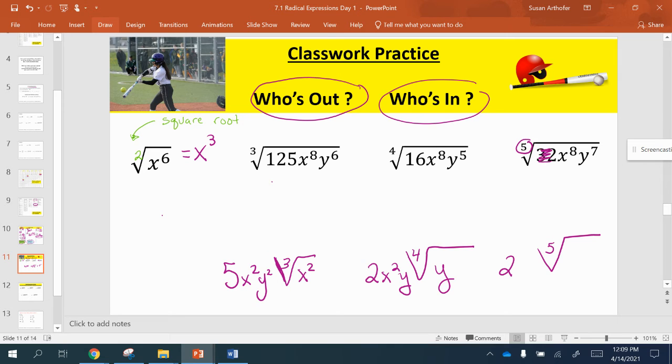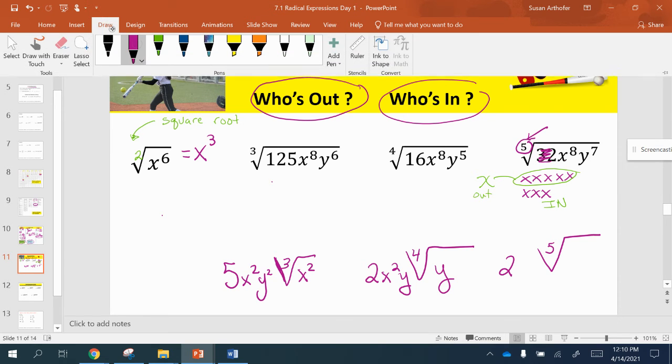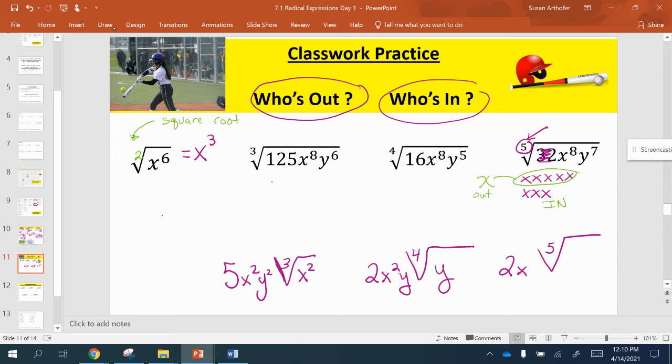We're done with 32. X to the 8th. I'm drawing them in sets of 5. So 1, 2, 3, 4, 5, 6, 7, 8. It takes a set of 5 to get out. So I got an X out, and there are still 3 X's in. So X to the 3rd.